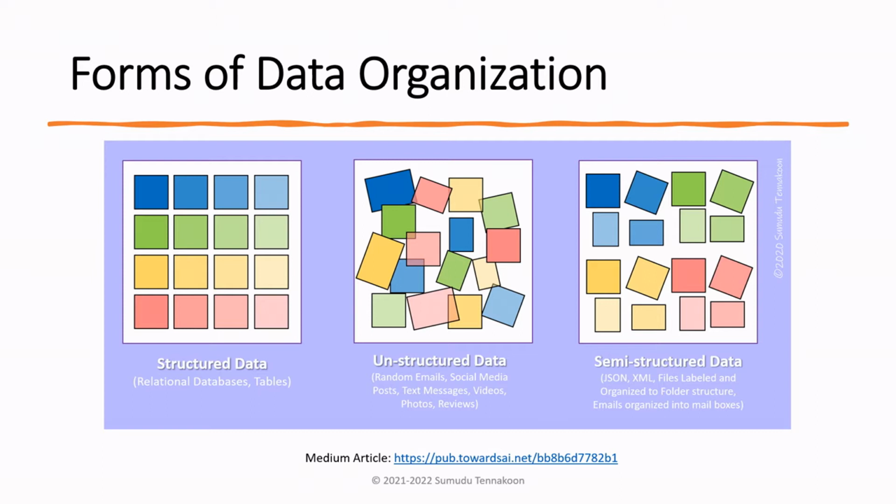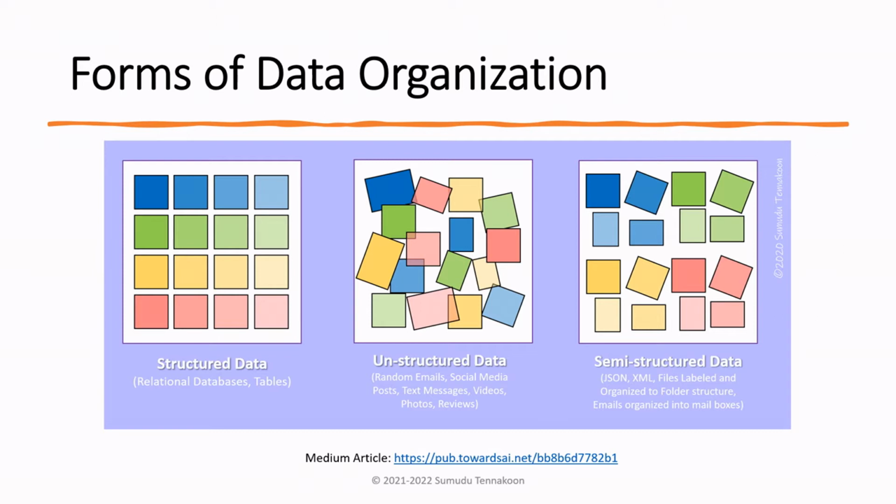When we are working with data, we can find data organized into many different forms. In structured data, such as tables and relational databases, you have a nice organization of data. In a table, you can find rows and columns. Columns represent attributes, rows represent individual records or observations.